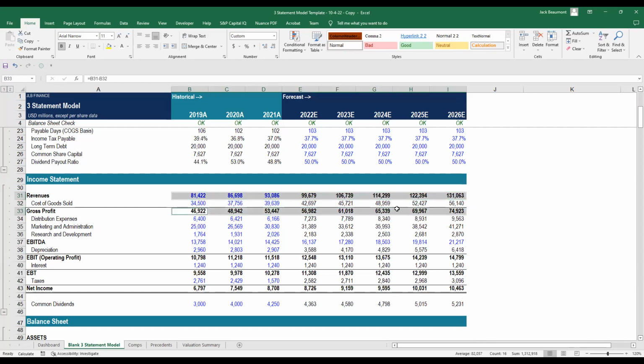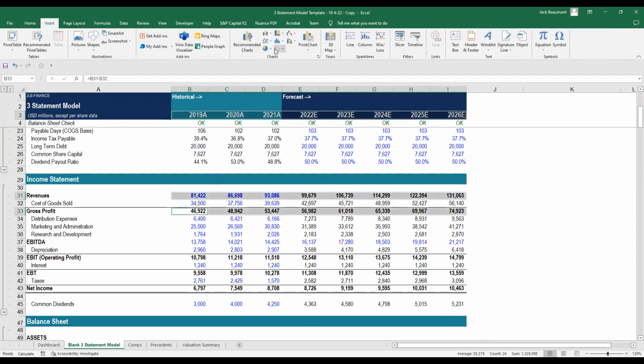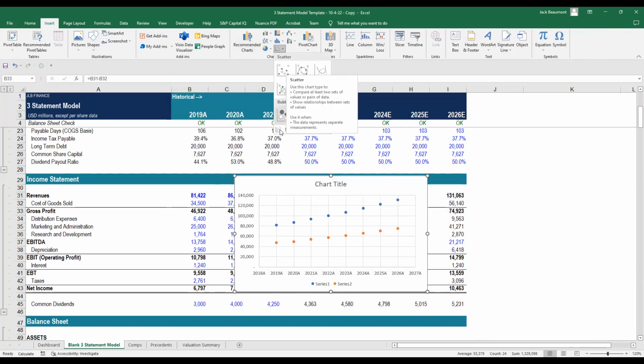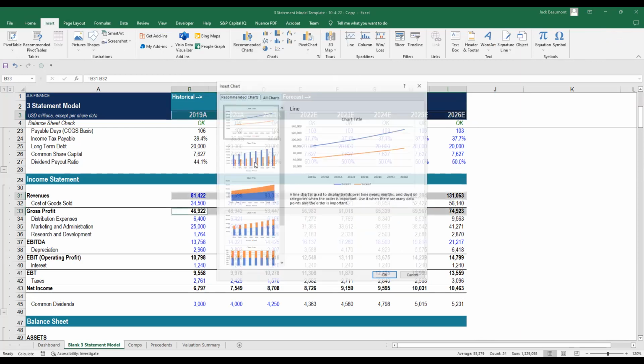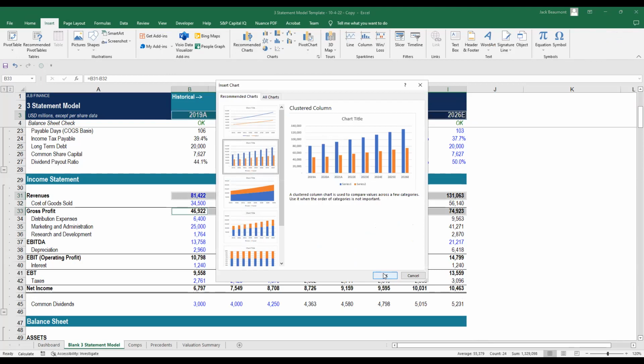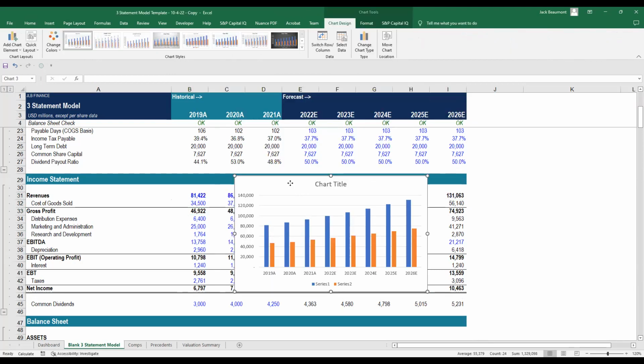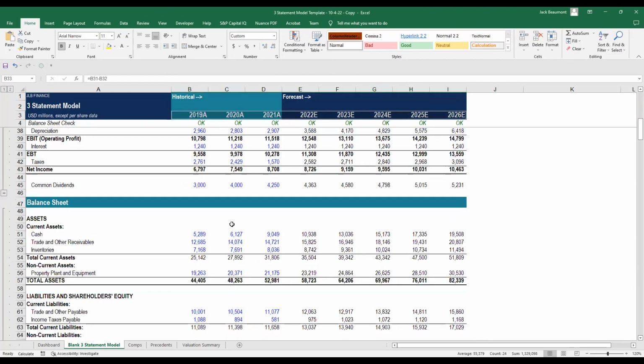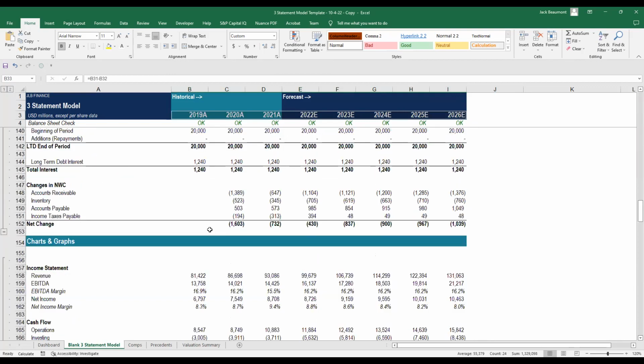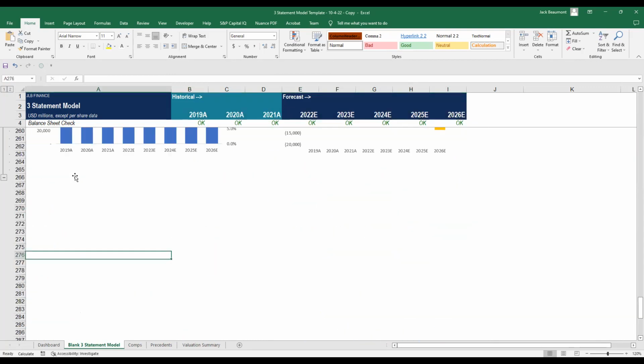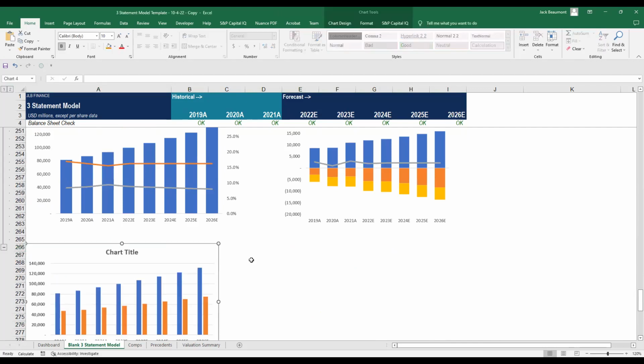Okay. Actually, I'm going to go there. Revenue, gross profit. Okay. I'm going to insert a chart, and let's go. First, let's go to recommended charts. So I like this chart here. And so let's go Control X. Get that out of the way. And let's paste that down there.